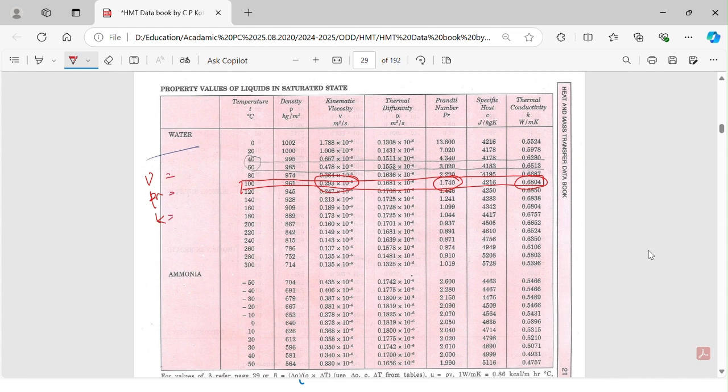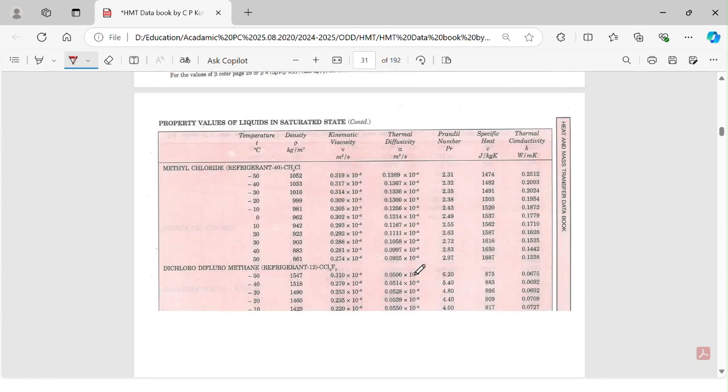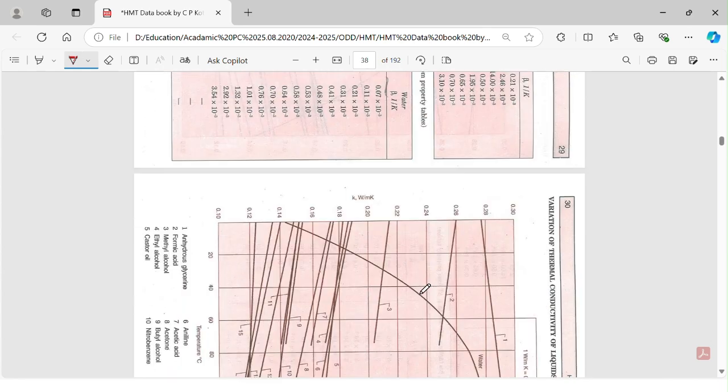Then after that, we have one more value, which is called beta. For beta, refer to page number 29. For taking the beta values, we can move to page number 29. So this is page number 29.